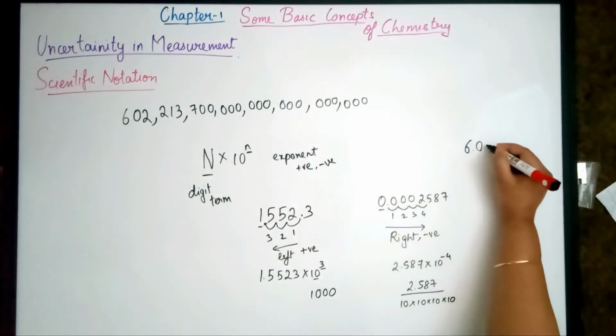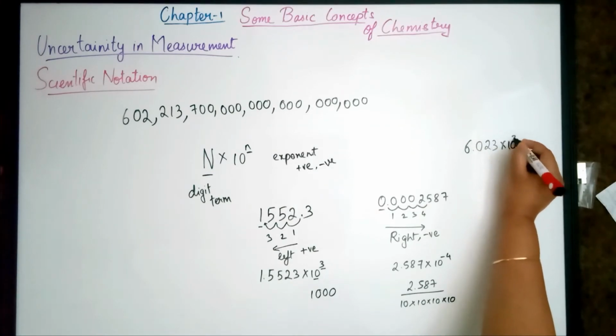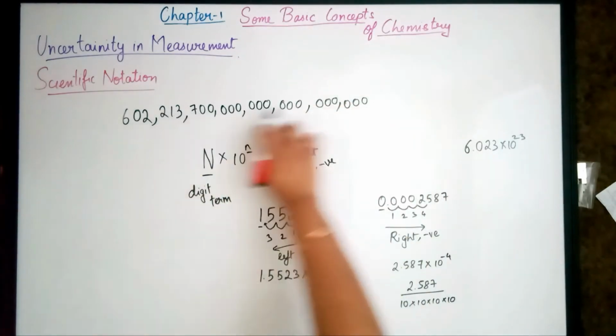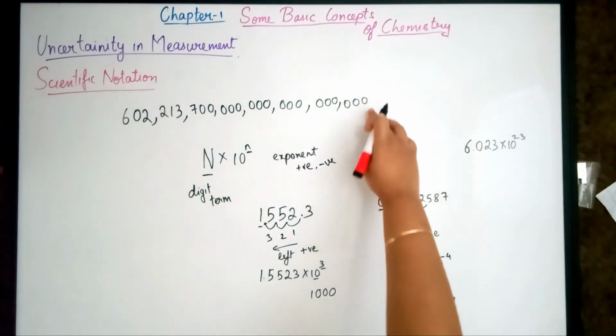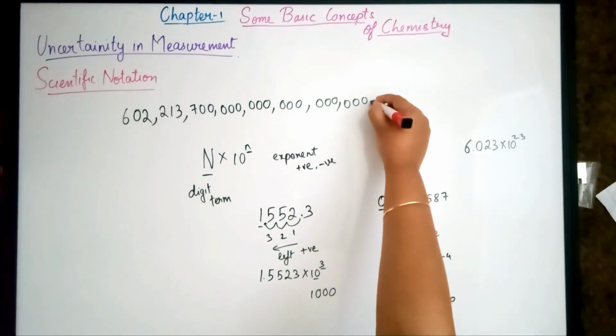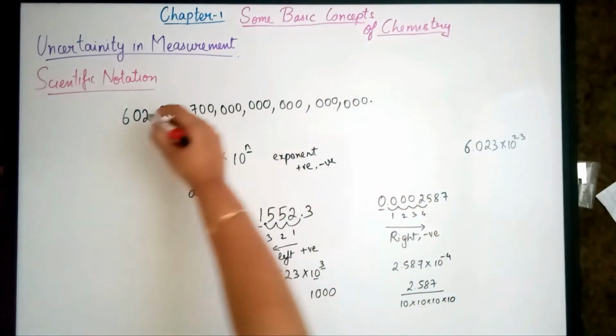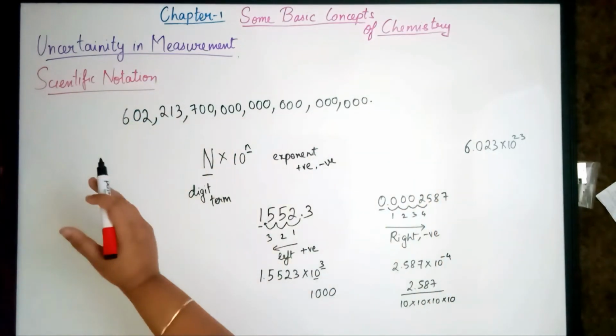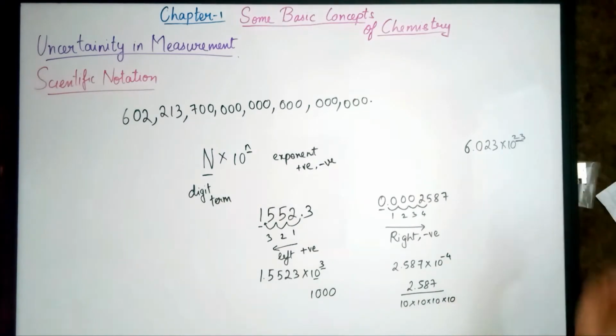So our Avogadro's constant, don't worry, we'll not be writing it like that. It is written as 6.023 into 10 to the power 23. This is what is used commonly in books and as a constant. If you want to see how it got the 23, the decimal point is moving 23 places, and since it's moving towards the left side, it gets a positive sign.